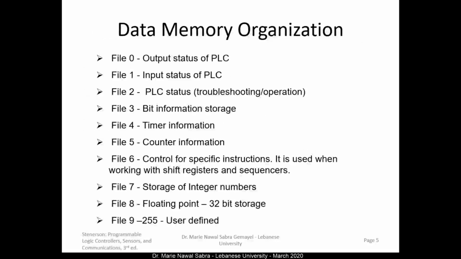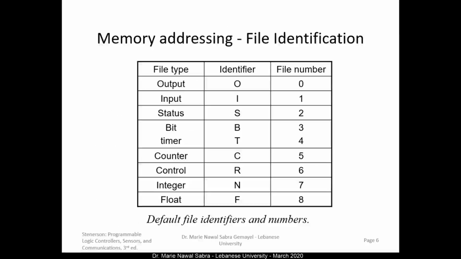Whereas when I talk about the data memory, we have to know where the data is saved because we are going to address it from within the program. So, for example, the outputs are saved in file 0, the inputs in file 1. We have the bits in file 3, timers in file 4, and counters in file 5. These are the main files that we use within our programs.